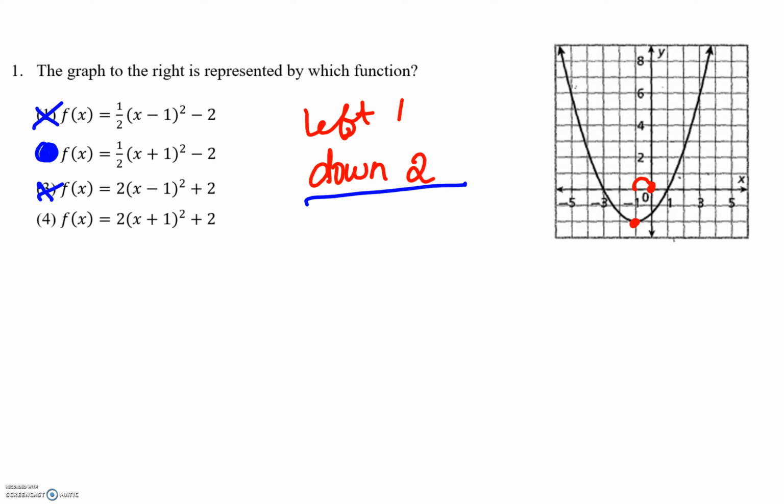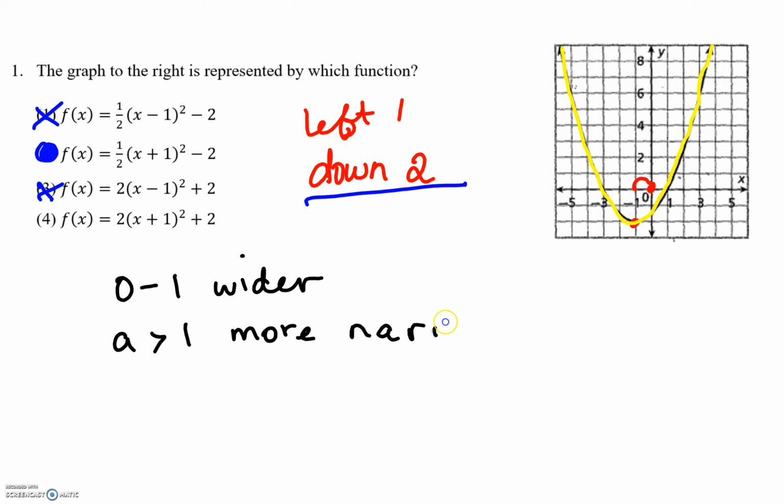And you should notice that our quadratic right here did get wider than usual, which is why we have that half on the outside. Just a reminder, if that a term, that coefficient, is between 0 and 1, it becomes wider. If your a term, that coefficient, is greater than 1, it becomes more narrow.